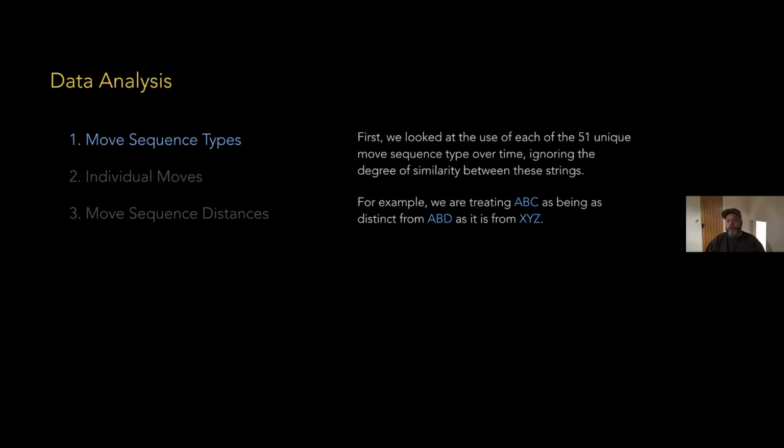First, we look just at the use of each of the 51 unique move sequence types, as in that histogram I just showed you. We looked at them individually and together, but we didn't break them down. So we ignored how similar the strings were, meaning we're just looking at the types. ABC is as close to ABD as it is to XYZ, even though obviously ABC and ABD are actually pretty close.